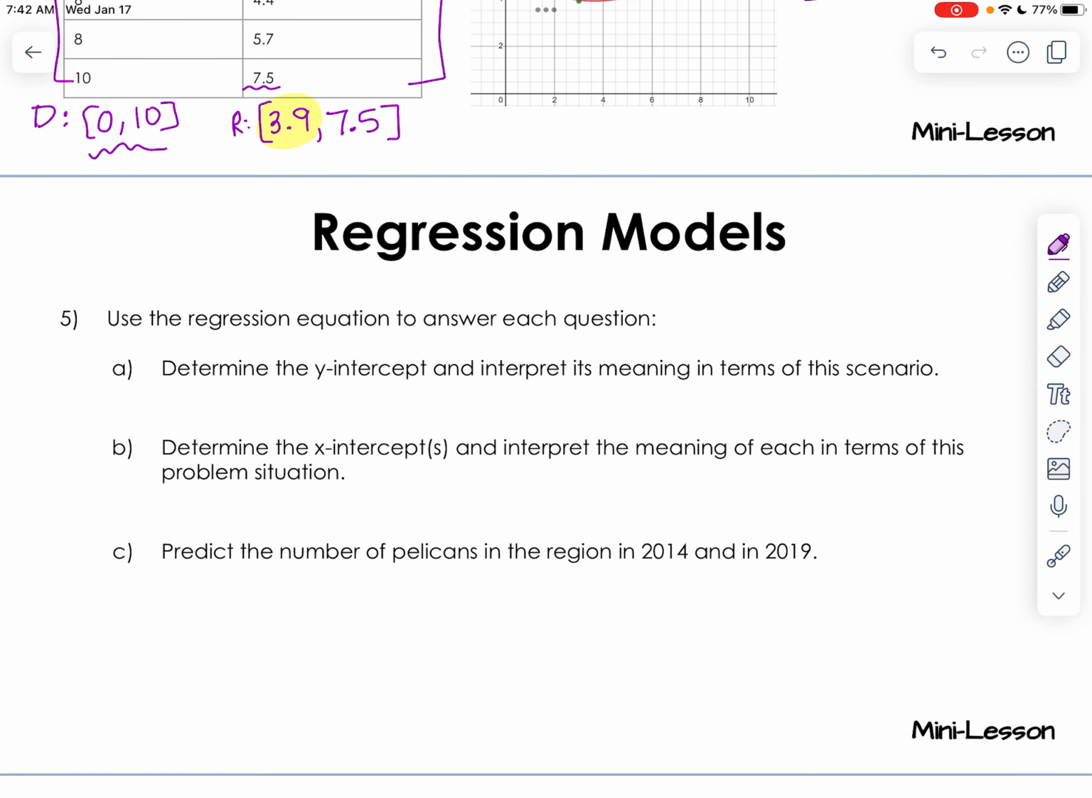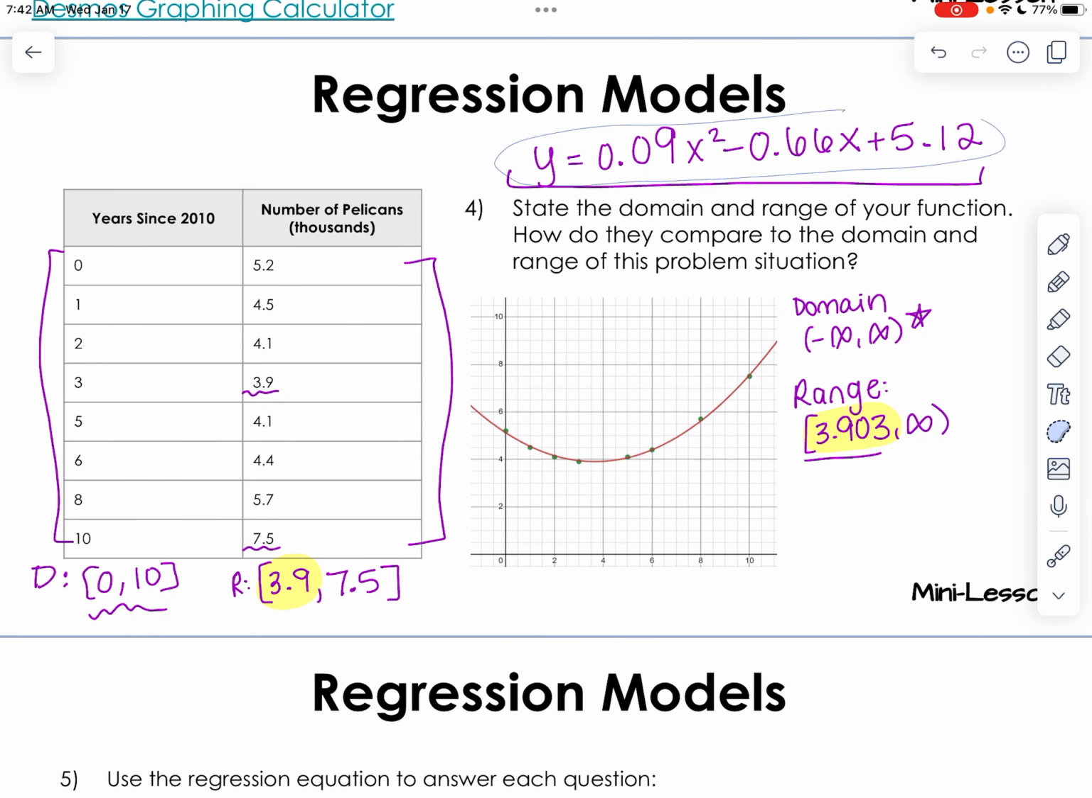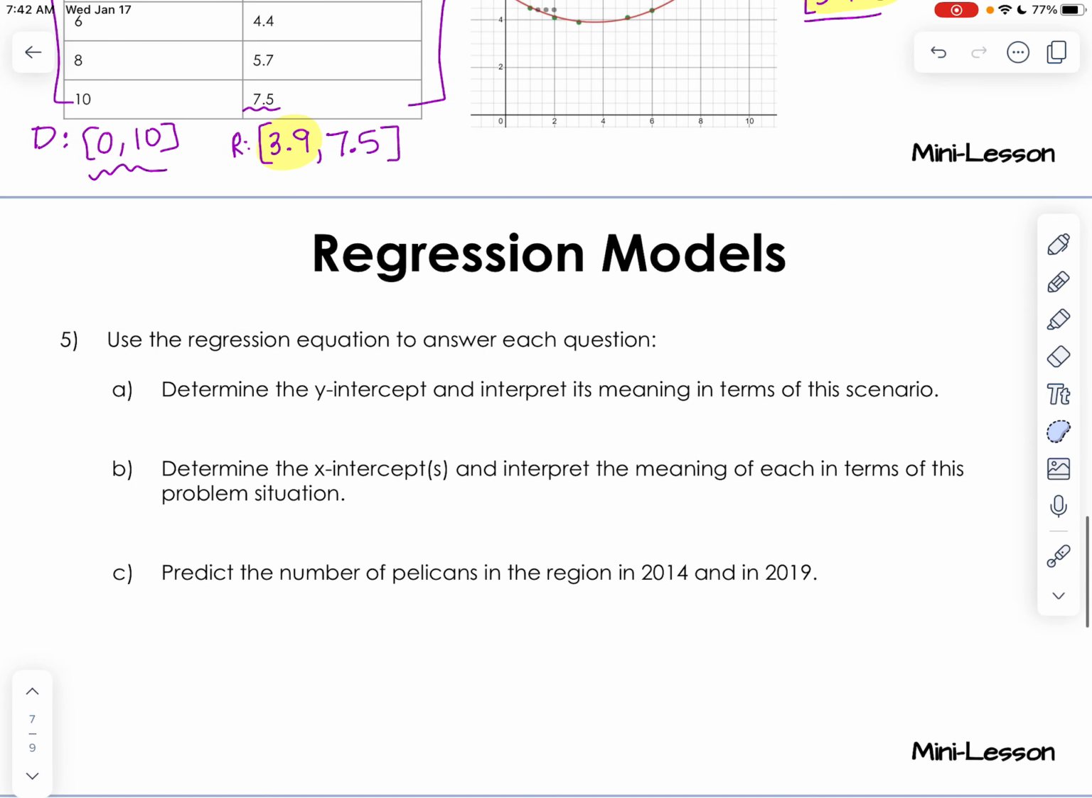Question 5, use the regression equation to answer each question. I'm going to copy this equation that we already wrote up here and bring it down with us. So now we have our regression model, and we can use it to answer these questions. Part A, determine the y-intercept and interpret its meaning in the terms of this scenario. Well, the y-intercept in standard form is always just c, because when you plug in 0 for x, every term that has an x would become 0. So we get 5.12 as the y-intercept when x is 0. So 0, 5.12.